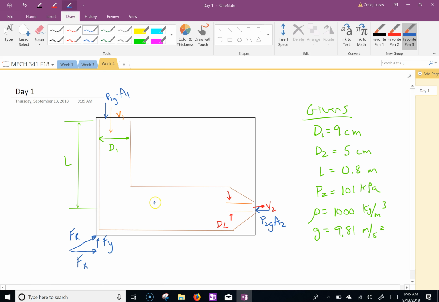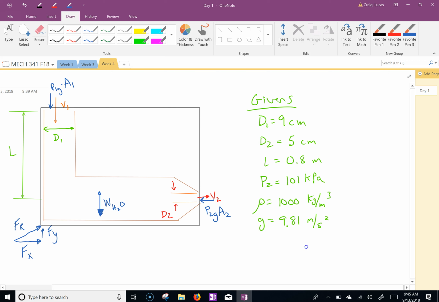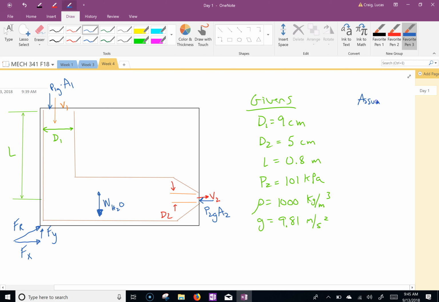The other thing we have is the weight of the water. We're actually going to neglect that, so that would be an assumption that we can write down. You could include it if you wanted to, but it doesn't make a huge difference. And I guess the pipe, right? You could include W of the pipe. Typically, those are small compared to the forces of the fluid.